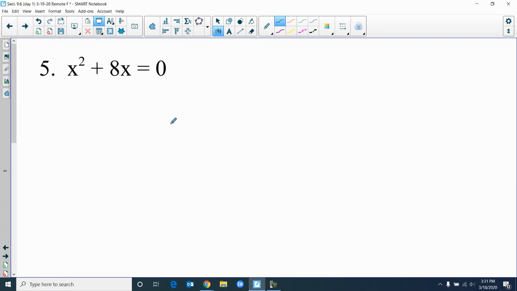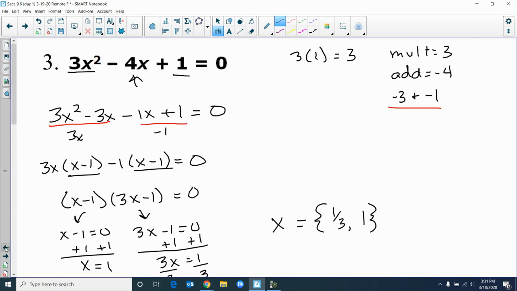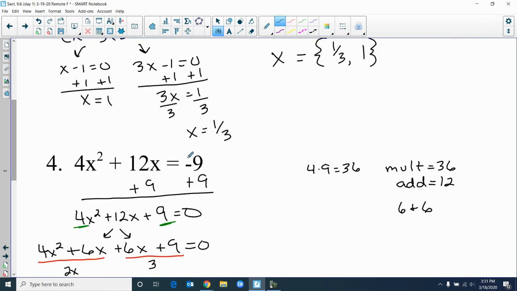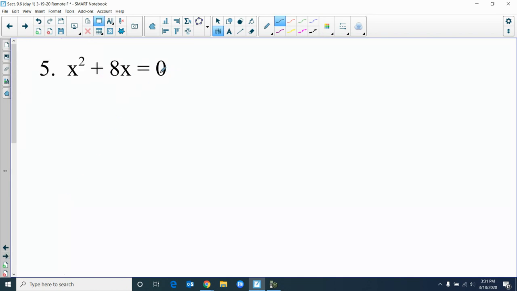All right, that fifth one there. It says x squared plus 8x equals 0. This one does not have a constant. See, this one had a 1. Number 3 had a 1. Number 4 had a negative 9. This one equals 0 and it doesn't have a constant.